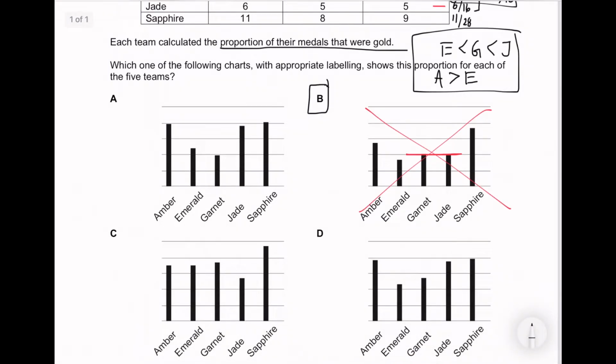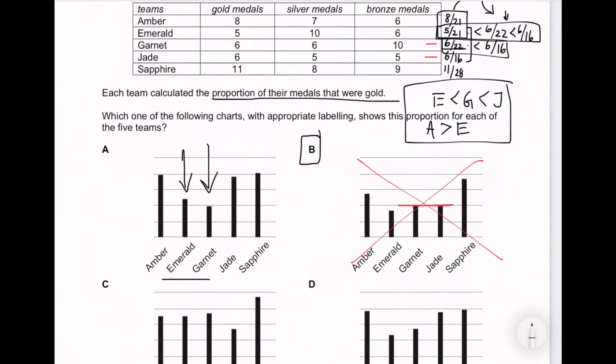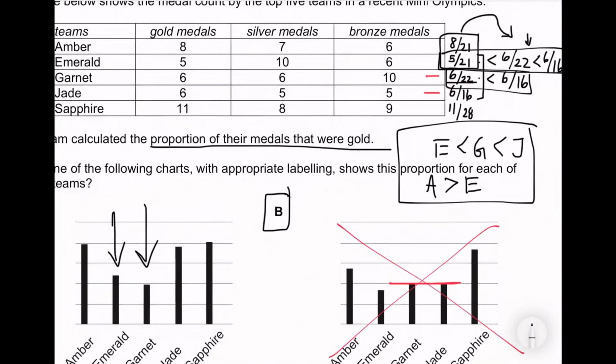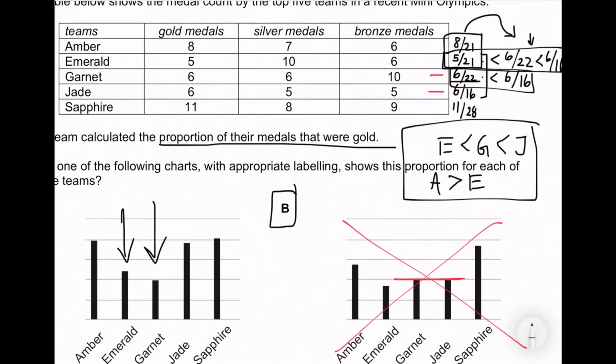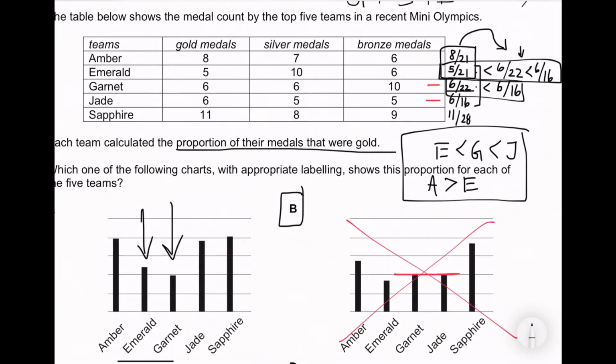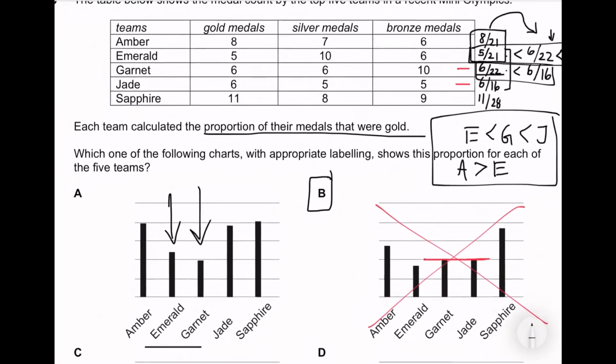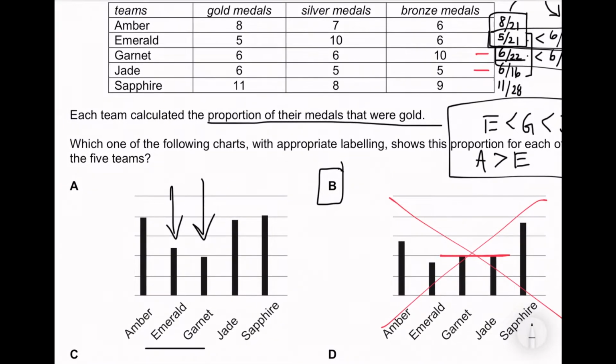So in A, emerald is bigger than G, right? But look at this. G is, no, sorry about that. Hold on. E is supposed to be smaller than G, right? The bar for emerald is supposed to be lower than the bar for garnet. And again, if we revisit the reason why, it's because we determined that 5 out of 21 is smaller than 6 out of 22. So this we know is not correct. So A is not the right chart.